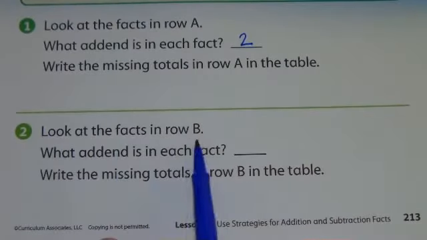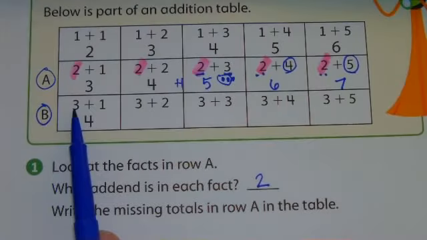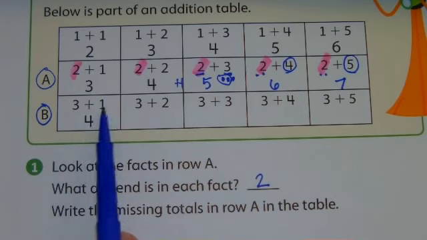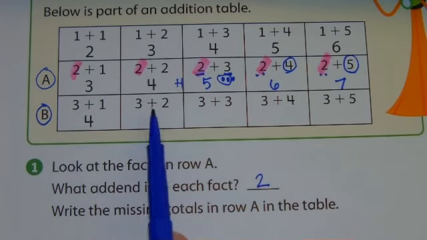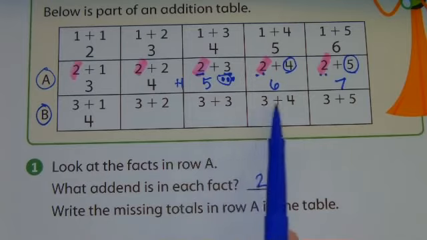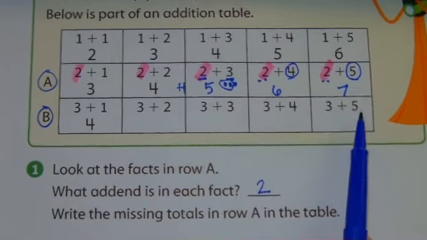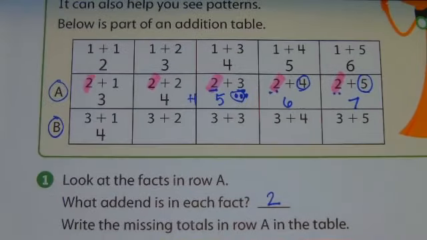Number two says, look at the facts in row B. What addend is in each fact? Write the missing totals in row B in the table. So here's B. We have, read it with me. 3 plus 1 equals 4. 3 plus 2. 3 plus 3. 3 plus 4. 3 plus 5. Remember, there's always patterns everywhere.